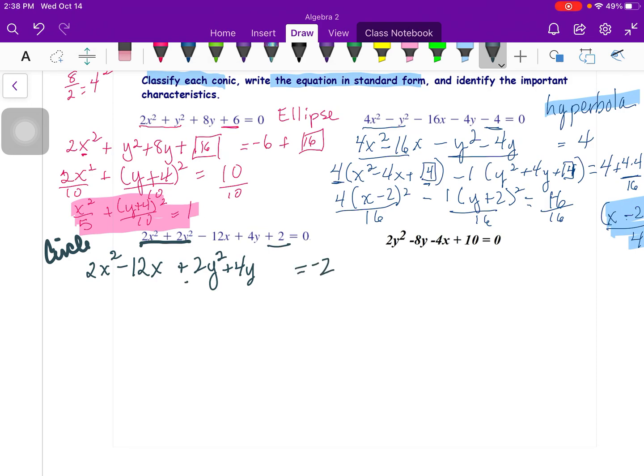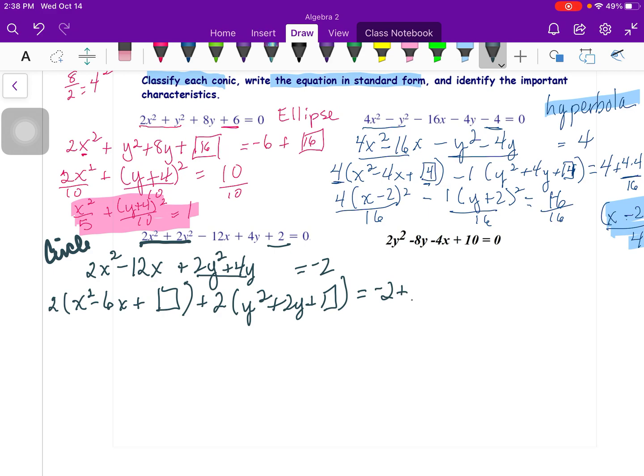These are not perfect squares, so I'm going to have to factor the 2 out of the x's. So I get x squared minus 6x plus something to make that a perfect square. Factor a 2 out of here, so that's 2. That gives me y squared plus 2y plus something. So this will be a negative 2 plus something plus something.